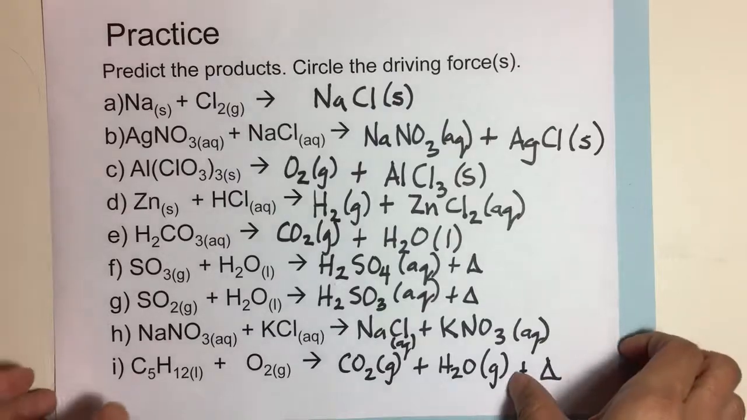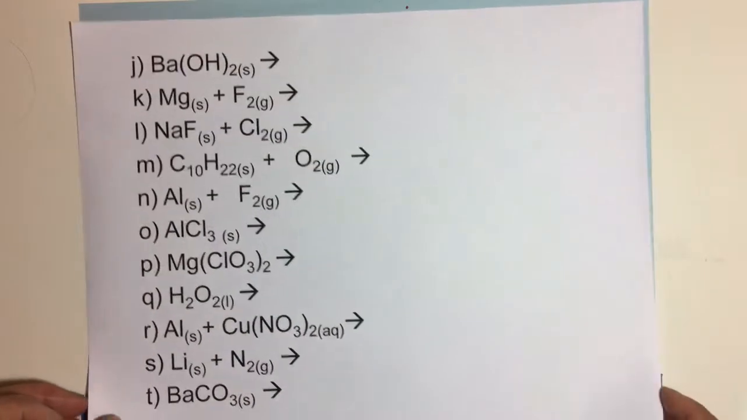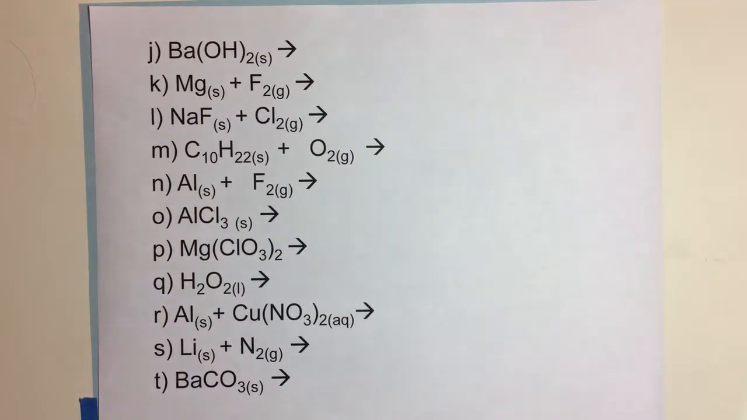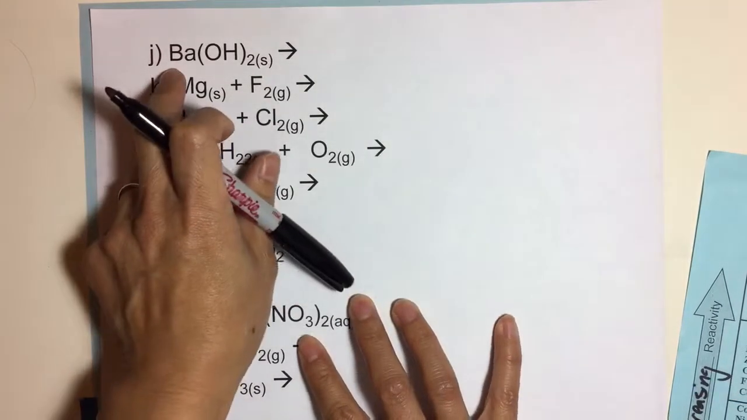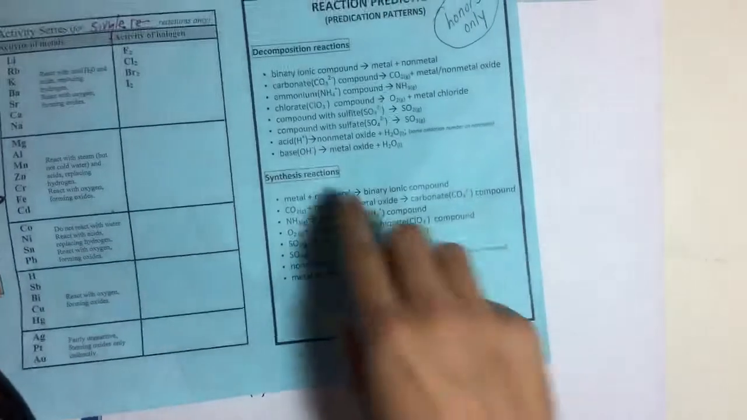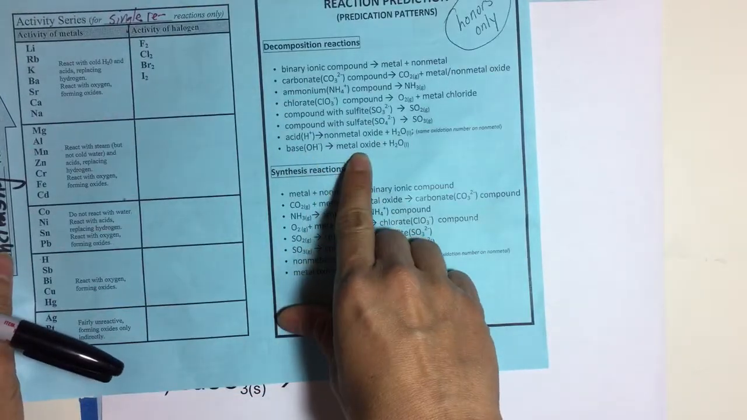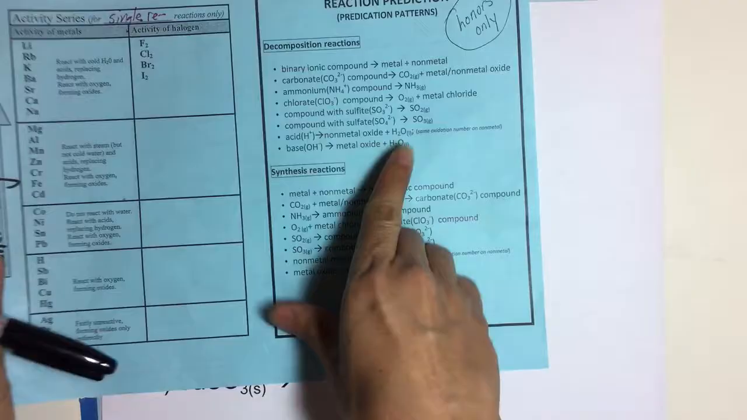All right, so let's move on to the next set of problems. We've done A through I already. Now let's move over to J through T. Okay, I see a base, OH, and it looks like a decomp. So I see a base decomposed to metal oxide and water, liquid water.